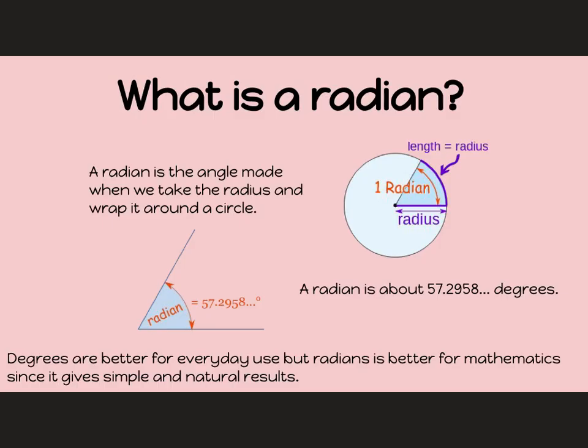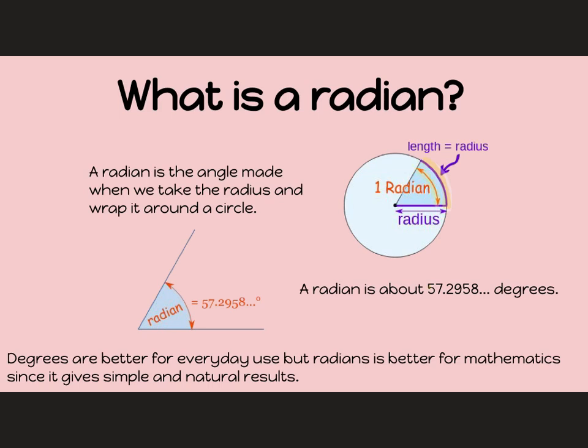So we started off talking about what's a radian, and you've already seen this before, but just to go over it one more time, it's the angle made when you take the radius and you wrap it around the circle. So what I'm currently talking about is this piece right here. The angle created is called a radian.